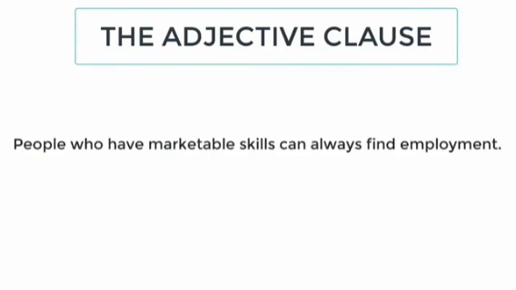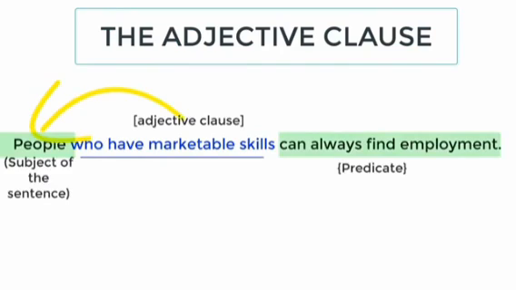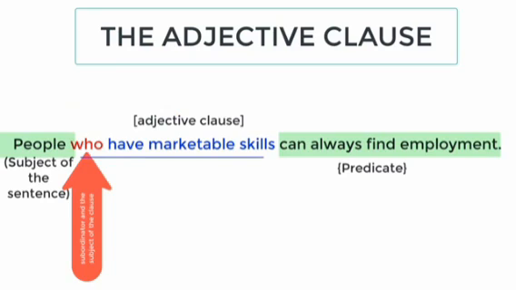People who have marketable skills can always find employment. Who have marketable skills is an adjective clause. Who describes people, the subject. And who there is a signal of a dependent clause. Have is the verb there.